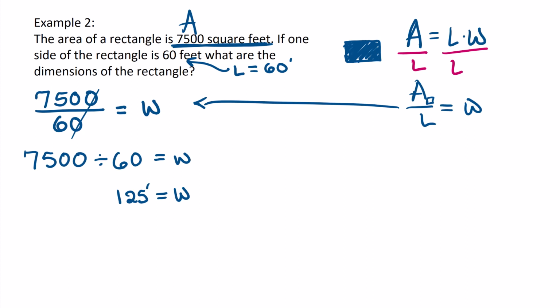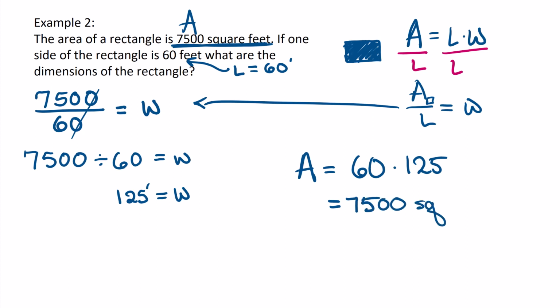Now we can just double check that we have the right thing. If we know that area is equal to 60 times 125, we should be getting something that's equal to 7,500. So let's just double check that. 60 times 125 equals, sure enough, 7,500 square feet. And we're done.